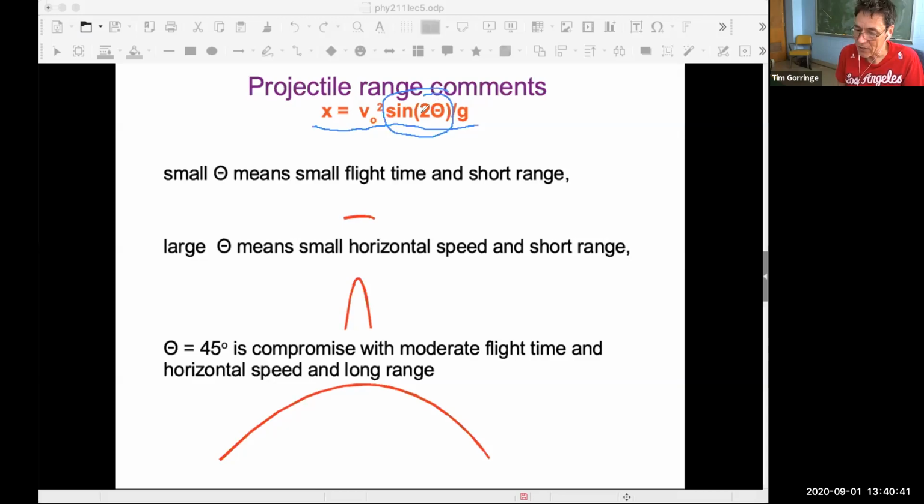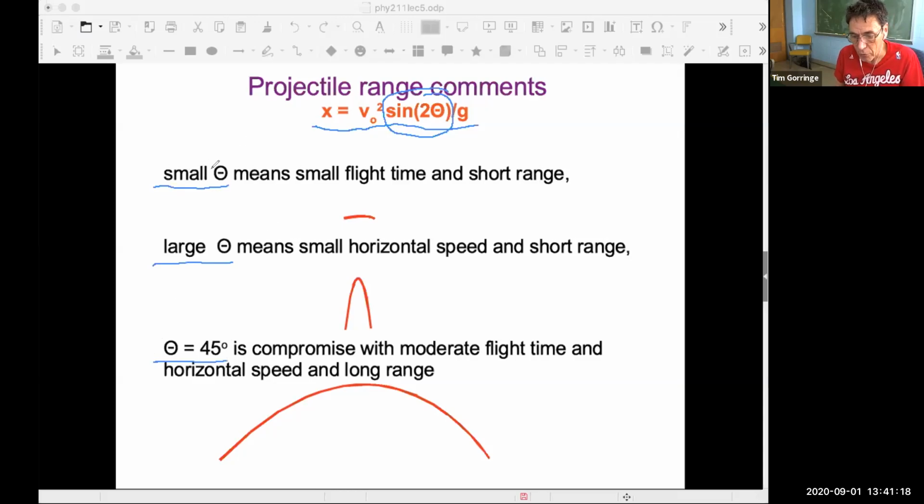When the argument in the sine function is near 90 degrees, then the sine function is 1. It's near its maximum value. And then if you went to where the argument in the sine function is 180 degrees, well, again, like 0 degrees, the sine function becomes really small. And so we can use that understanding of the sine function to understand how the projectile range depends on the angle that you fire the cannonball at. And I've written down 3 cases here.